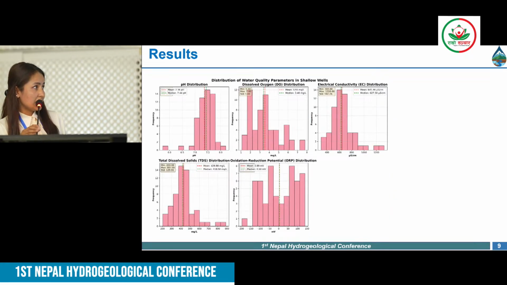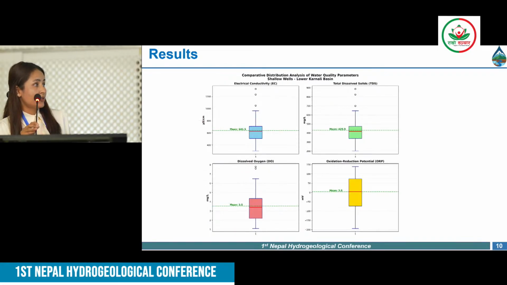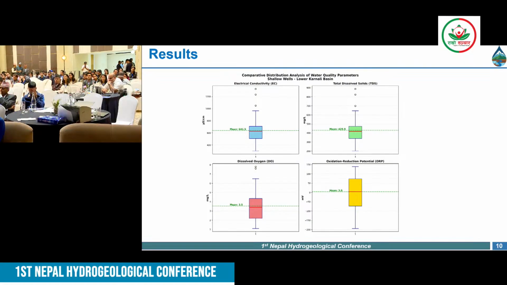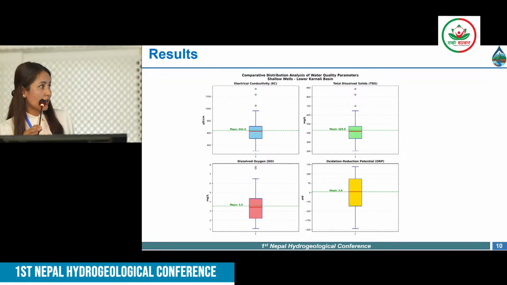This is the comparative analysis of all 5 parameters, pH, EC, TDS, DO, and ORP, which are shown in a histogram. Similarly, the analysis of all 4 parameters can be described by a box and whisker plot, which represents the mean value and the outliers as presented in the figure.